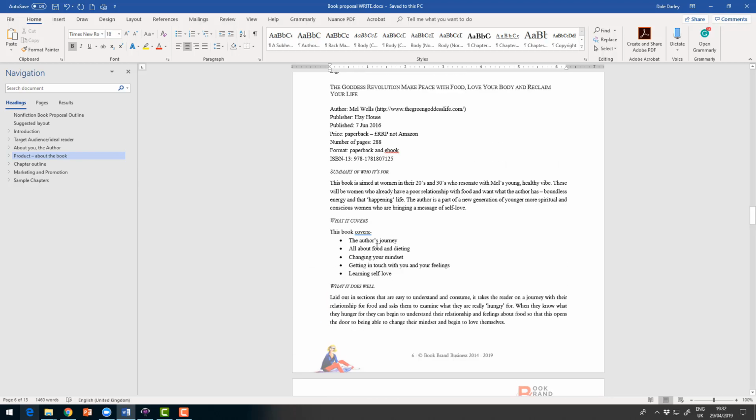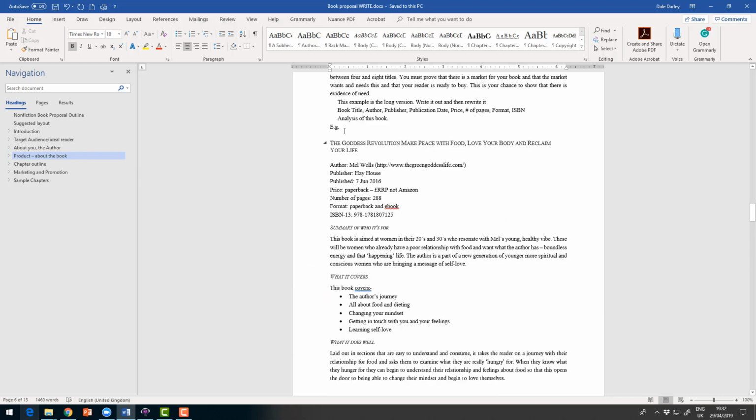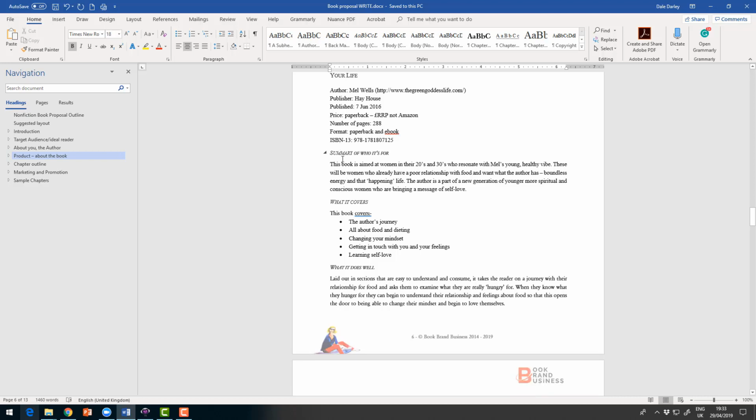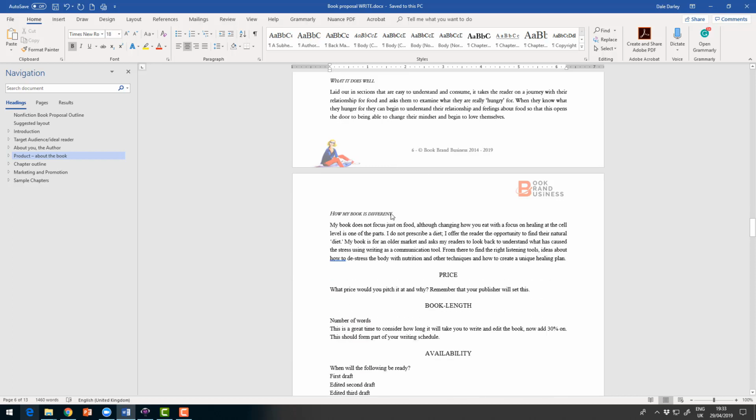Write all that out and then rewrite it so that you've got this first section here, and then you're doing an analysis of the book. And again, this really does depend on your agent or your publisher in terms of what they want here, which is why I like to write out in longhand, summary of who it's for, what it covers, what it does well, and why my book is different, and then précis it down.